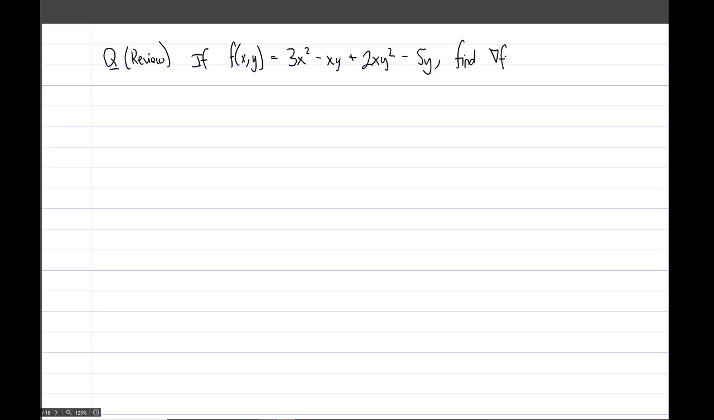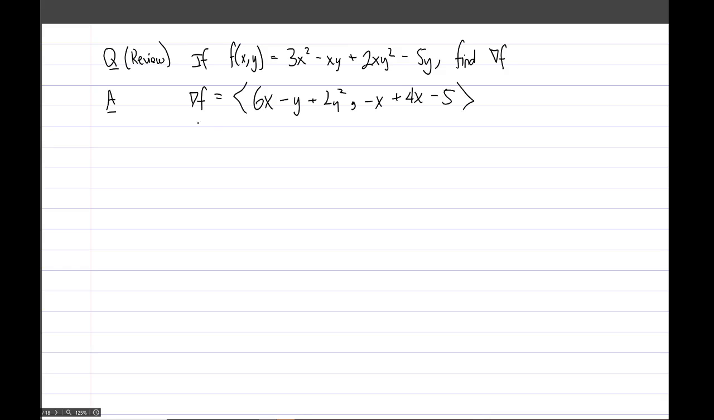We've seen this task before. So the gradient of f, we just need to find, so we end up with a vector, and the first component should be f sub x, right? Partial derivative with respect to x, so that'll be 6x minus y plus 2y squared. And then the second component is f sub y, the partial derivative of f with respect to y, and that's going to be negative x plus 4xy minus 5, angle bracket.